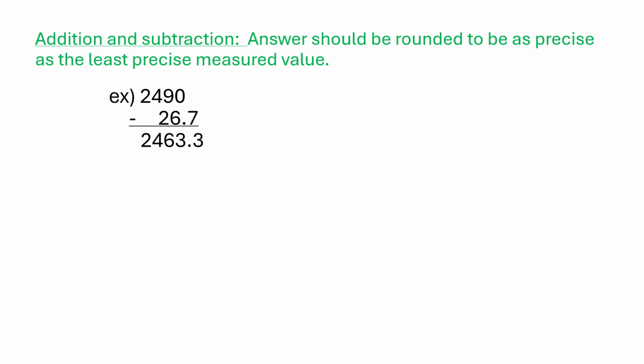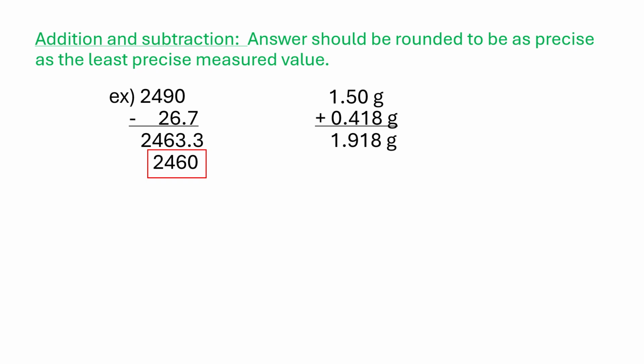So if we take 2,463.3 and we round it also to the nearest 10, we get 2,460. Let's try one more. If we have 1.50 and to that we add 0.418, we get 1.918 grams. But we can't leave it quite this way, right?